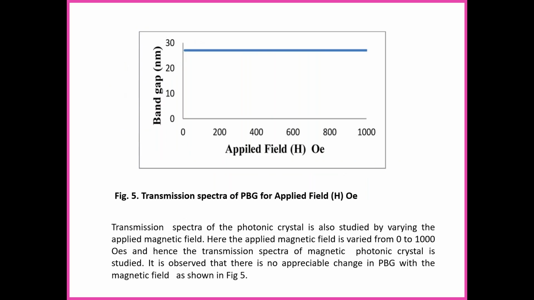periods. Now, when we increase the applied field, the photonic band gap also increases. The photonic band gap here is given in terms of nanometers, but in the initial period only there is variation. Initially we applied 10 oersted. Now when we go higher, there is a fluctuation, so I didn't show that fluctuation, but afterwards it will be constant. For 200, 400, 600, 800, 1000, the photonic band gap is constant.